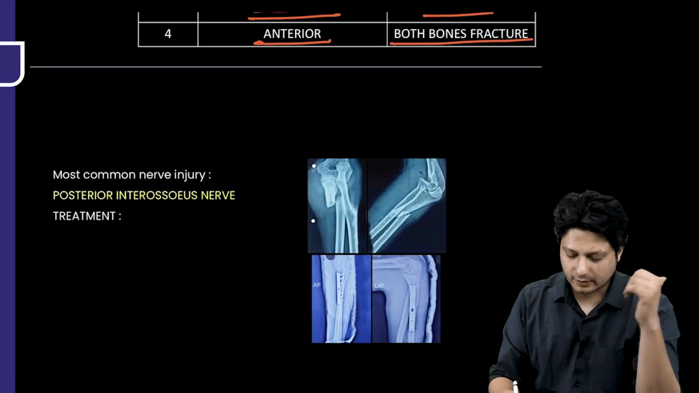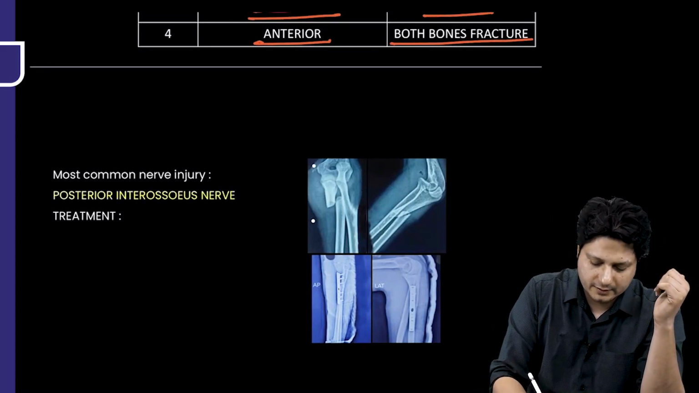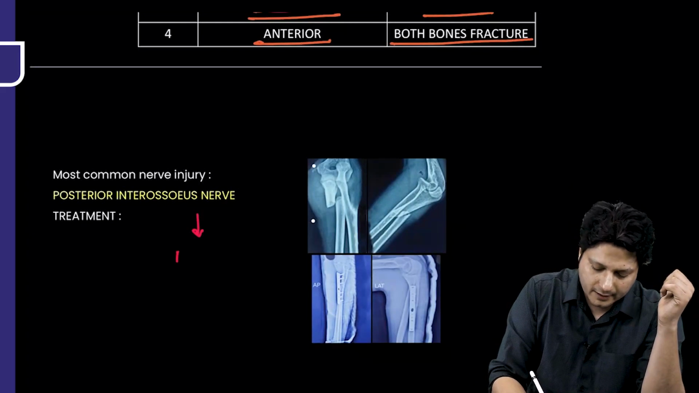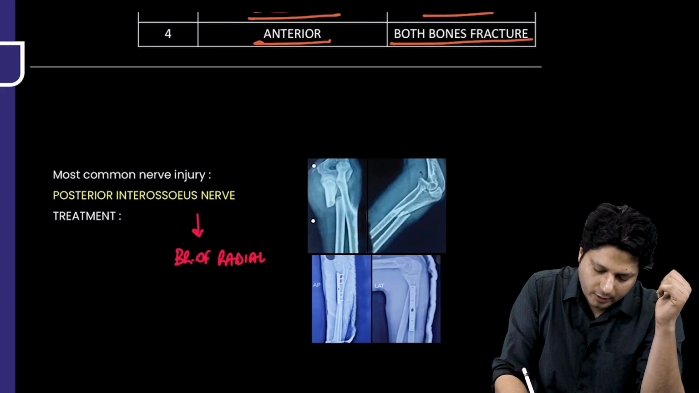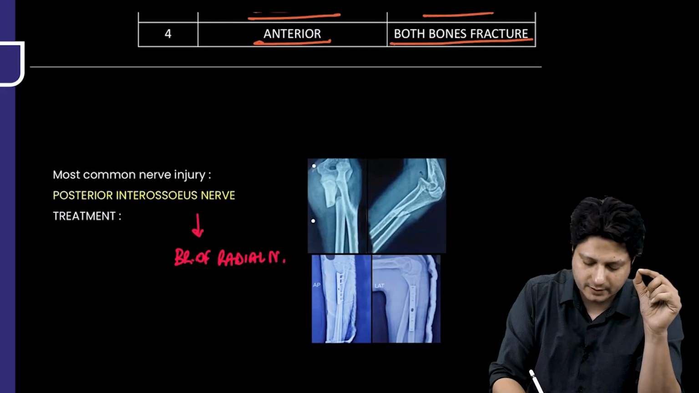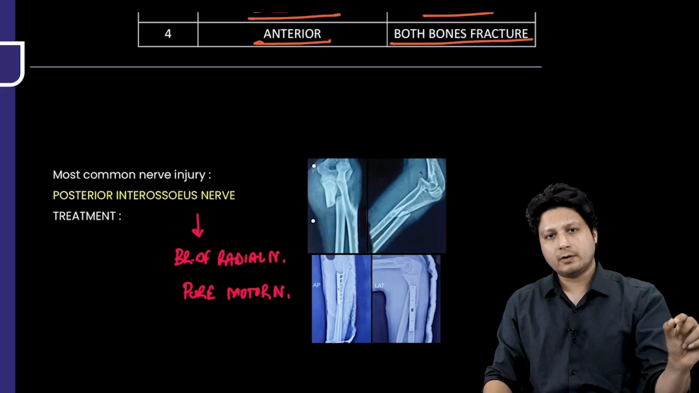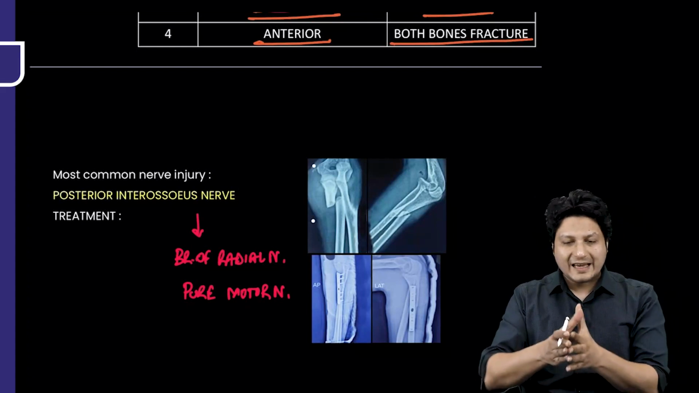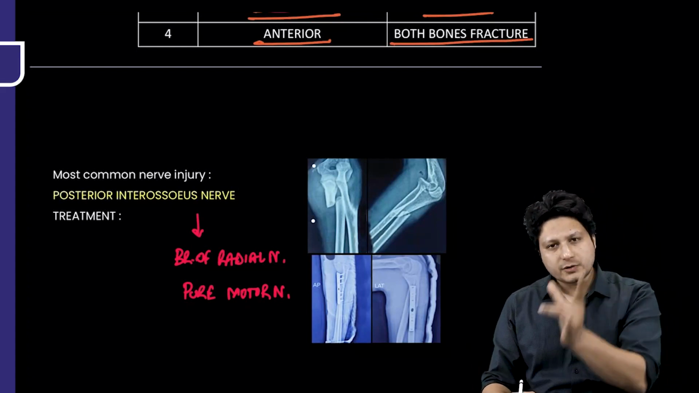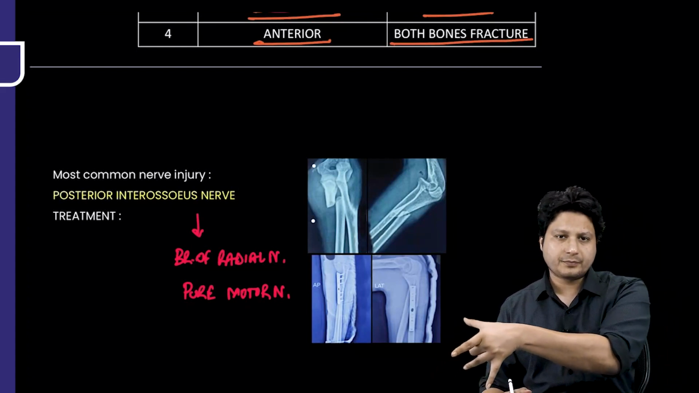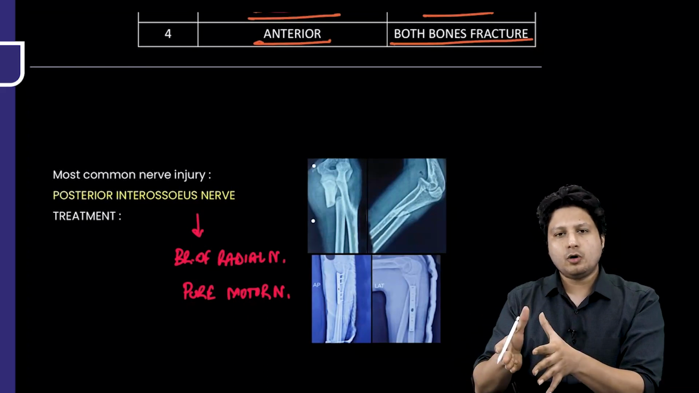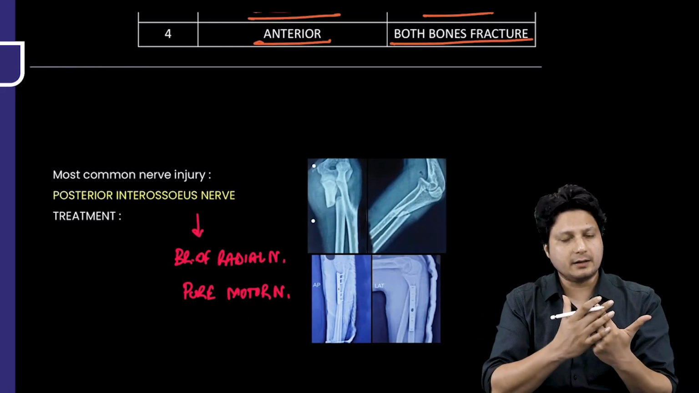All of you are aware of the fact that posterior interosseous nerve is the branch of radial nerve, but more importantly, posterior interosseous nerve is a pure motor nerve. It is a pure motor nerve. That means it has no sensory component. So when the posterior interosseous nerve is injured, there will be no loss of sensations anywhere in the hand.